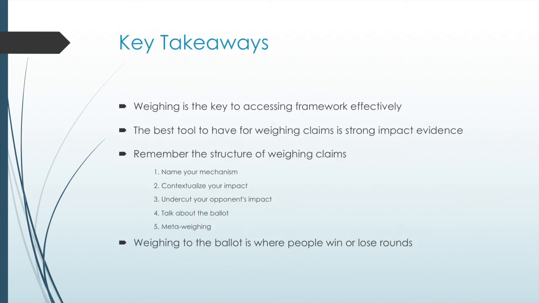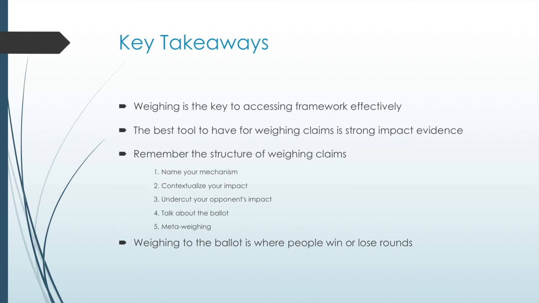It's self-defeating. So the key takeaways from this video, because we've talked about quite a bit, is that weighing is the key to accessing framework effectively. So if we are using our weighing mechanisms to impact back to the framework, that's the way that the judge can truly understand why our impacts matter under the framing provided. The weighing mechanism is the shortcut that helps the judge understand and contextualize the impacts of the framework. And the best tool to have for weighing claims is strong impact evidence, evidence that can back up the claims that you're making in your step 2 about how important it is. It's really good to have a strong piece of evidence backing you up.